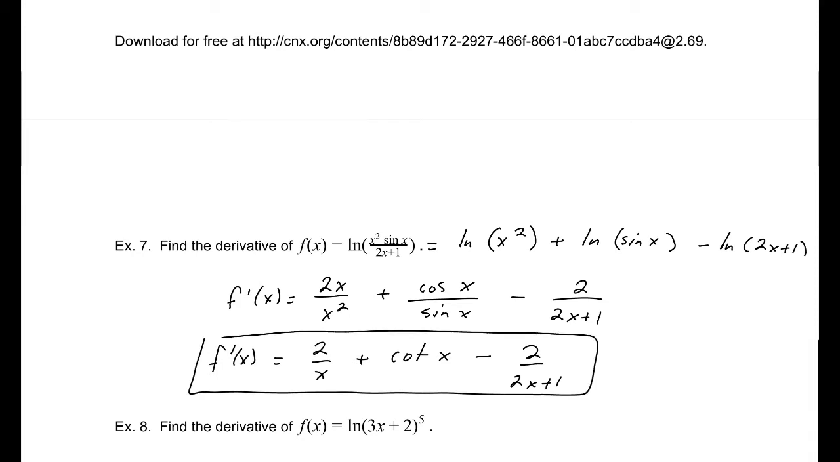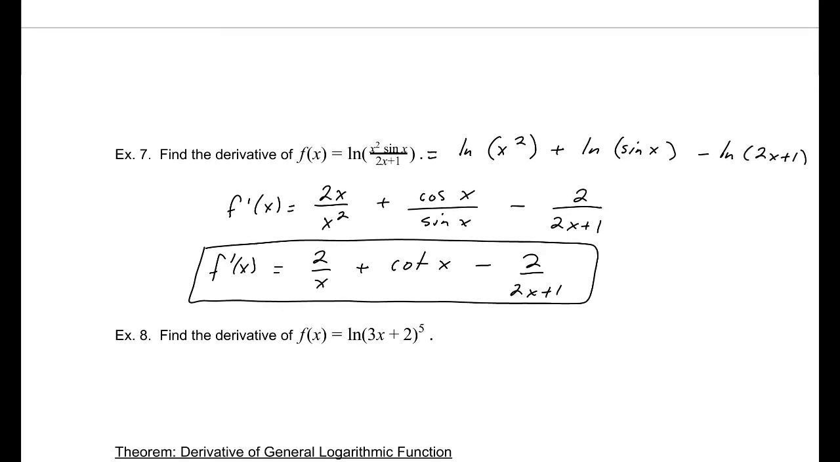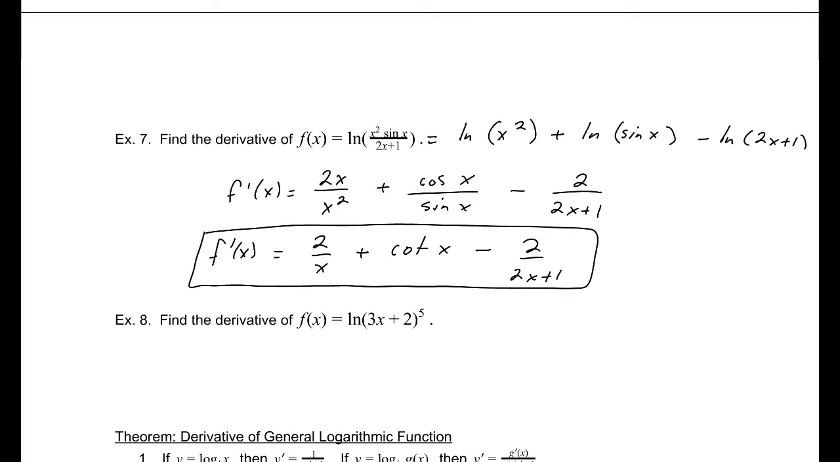So logarithmic properties can come in handy. For instance, with this question right here, we can write this as 5 natural log of 3x plus 2. So calculating our derivative, we can leave the 5 alone. It's a constant. So 5 times, and the derivative of 3x plus 2 is 3 over 3x plus 2, making our derivative 15 over 3x plus 2.